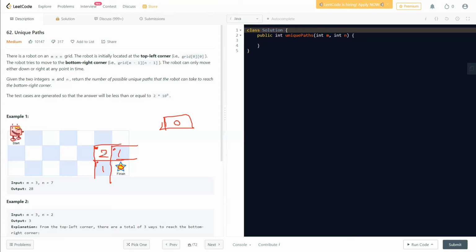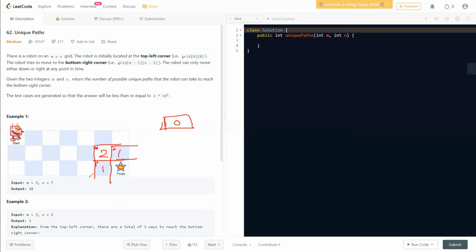Fine. I think it's understandable that if we take a right turn first, then we know there is one way to reach the bottom. So we know that from this position, right turn, one way. If we take a bottom turn first, then we know there will be one way. So the total, how many ways are there? Total two ways are there.